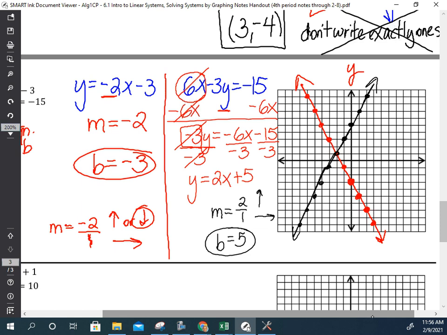All right, so get the lines to intersect. Get the lines to cross. Do these lines cross each other? Yep, so there's where they cross. Now we have to identify what that point is. Go to the middle.